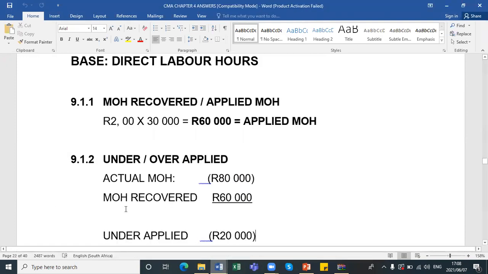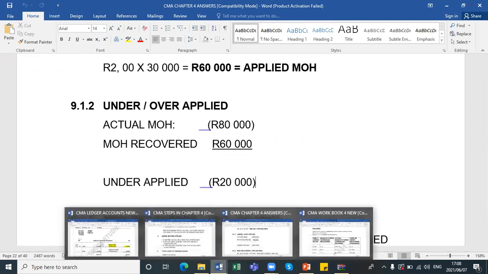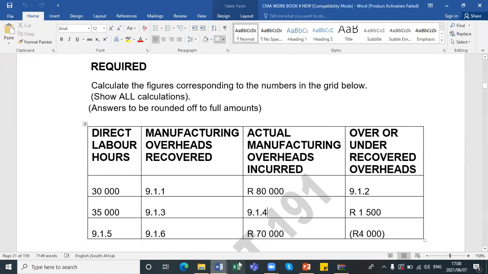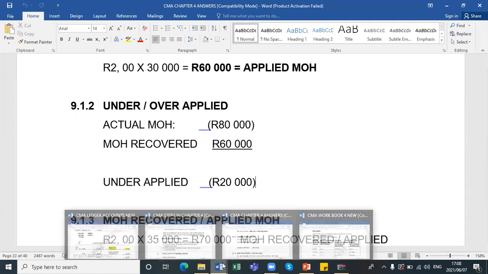So I'm going to use my predetermined rate, which was 2 Rand, and I'm going to multiply with my actual labor hours, which they gave me. So I'm going to take 2 Rand times 35,000, which gives me 70,000, and this is my applied overheads.